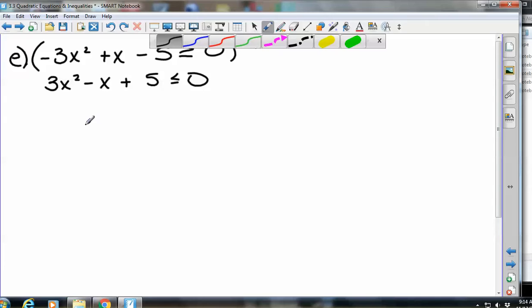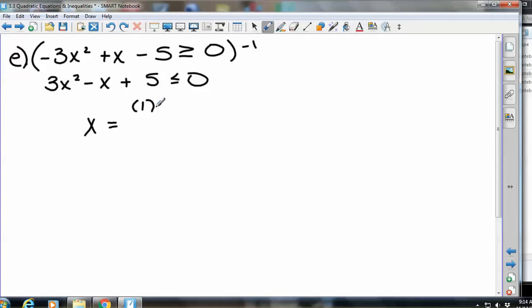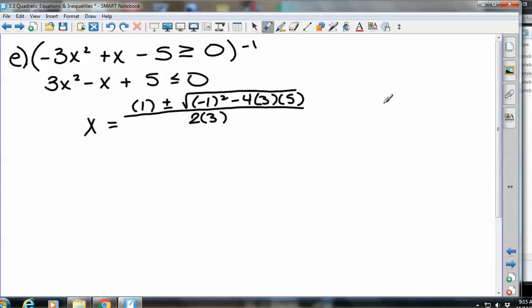Quadratic formula. Okay, so x equals opposite of b, so opposite of negative 1 would be 1, plus or minus the square root of b squared minus 4ac all over 2a. And you need to know that for your quiz on Wednesday. Okay? So if I start working this out, I get 1 minus 60, so that's negative 59 over 6.